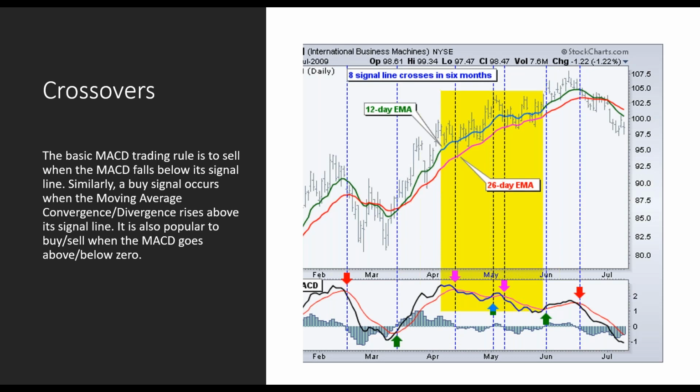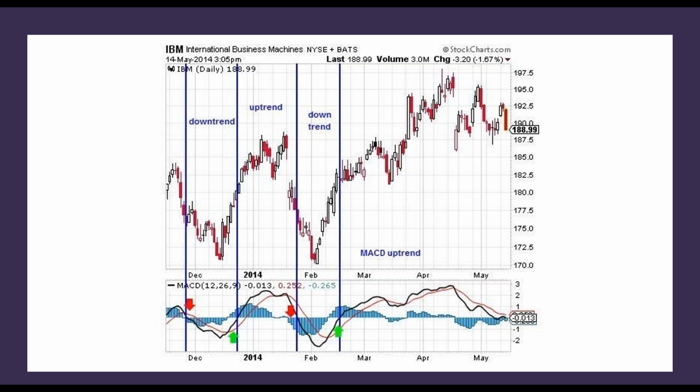Now remember, no indicator works best on its own, and they always work best when you look at price action, because they will give you false signals. So you should always be paying very close attention to price. But you can see here on this chart of IBM how reliable this signal has been.